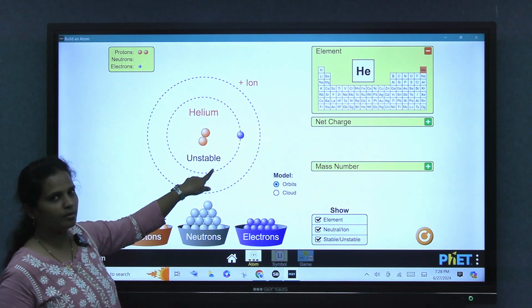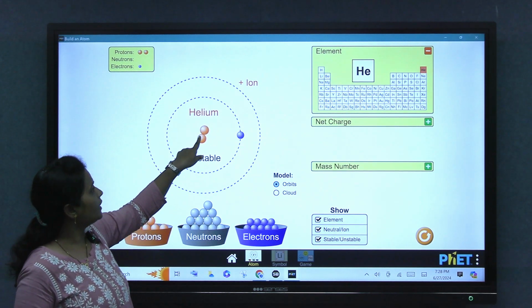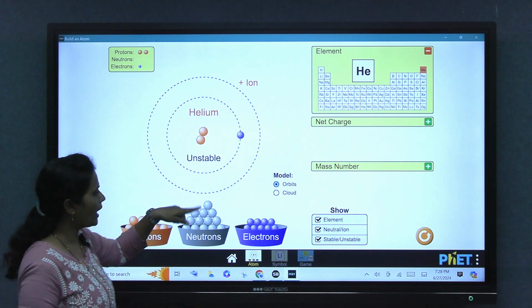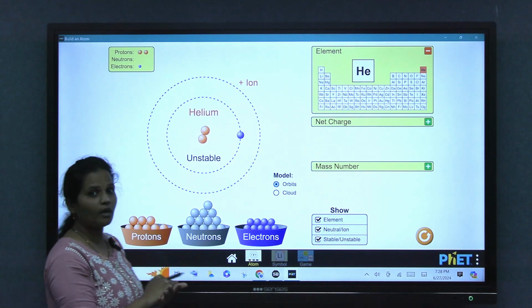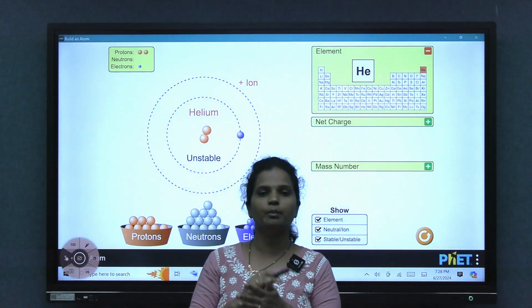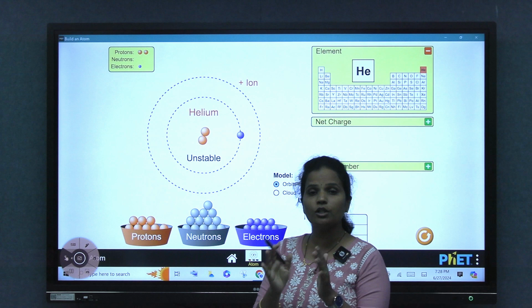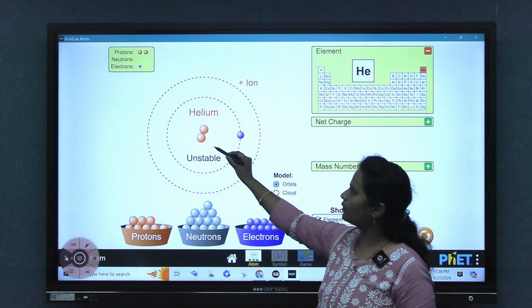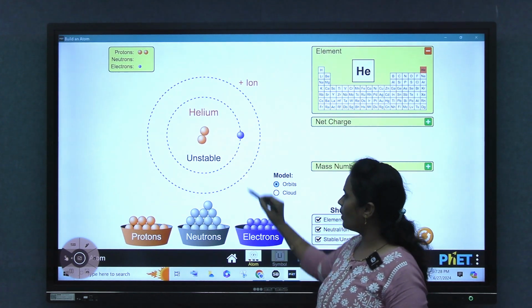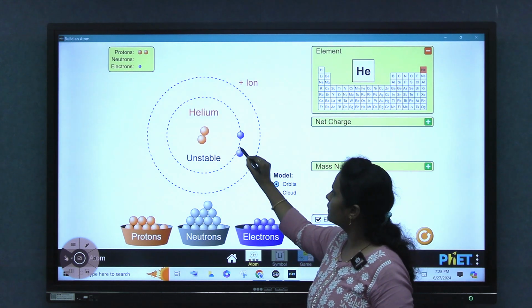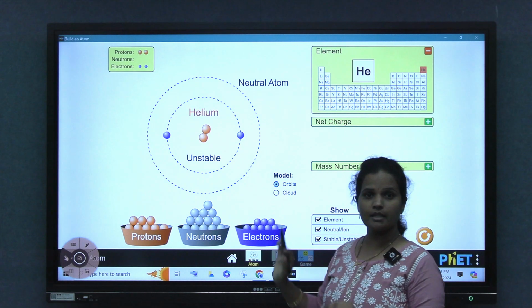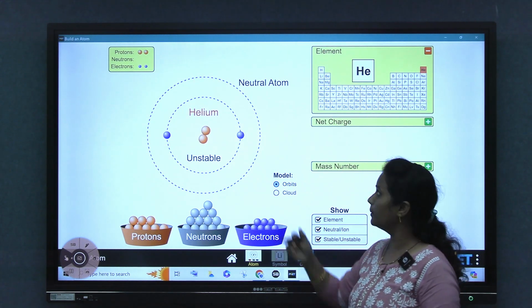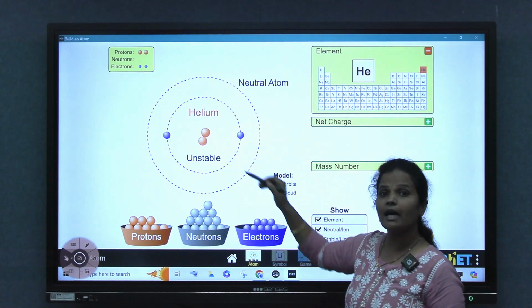It is unstable. Why is it unstable? There are two protons and the number of electrons is only one. I told you atomic number means the number of electrons and protons should be the same, but here we have two protons and only one electron. So now I am going to add one electron. Again it is unstable. It is a neutral atom but it is unstable.